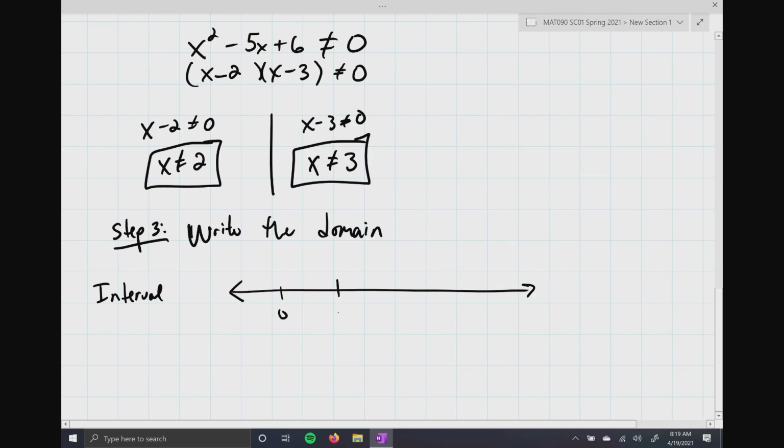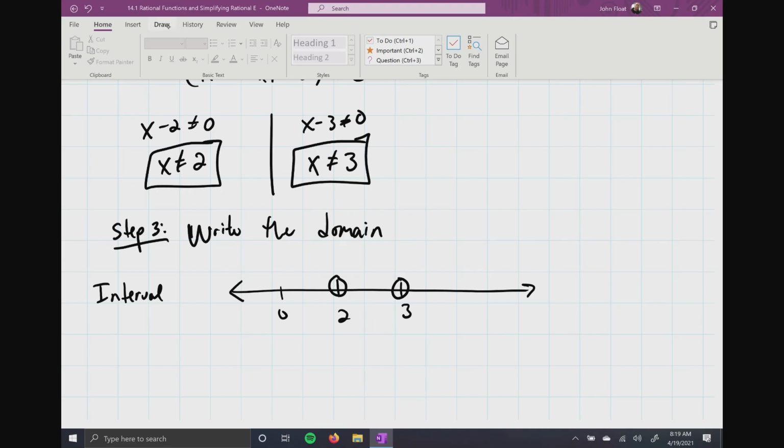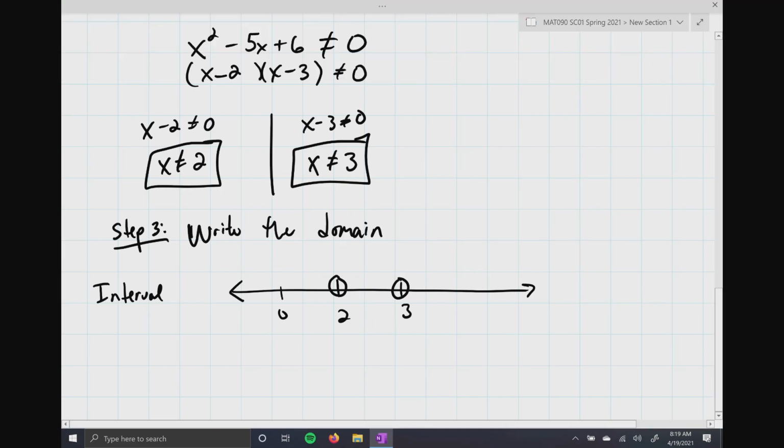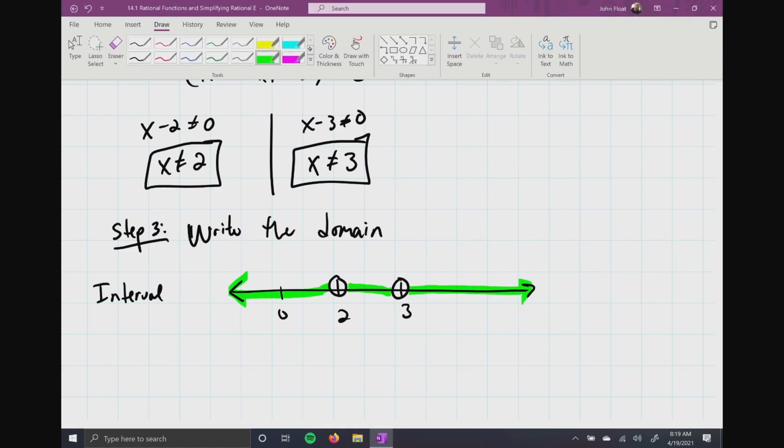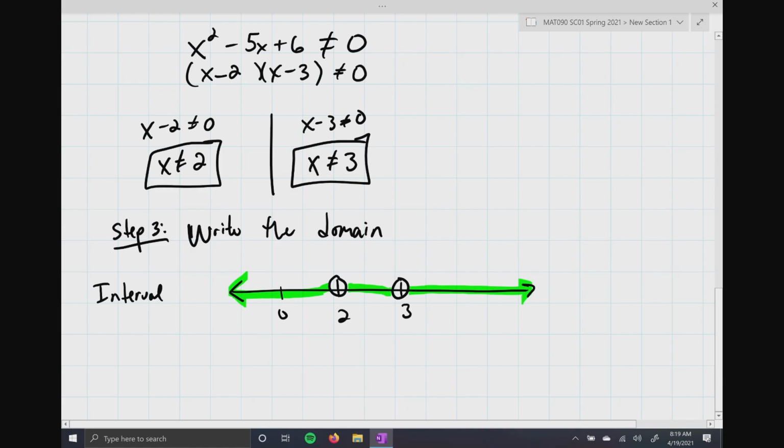So I'll put 0, 2, 3, and I put holes at 2 and 3 because I'm not allowed to use them. And what I'll do is highlight where I am allowed. I did that in green. Are we all on the same page so far? All right.